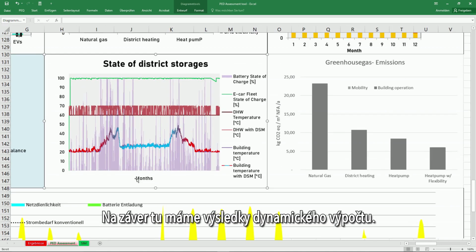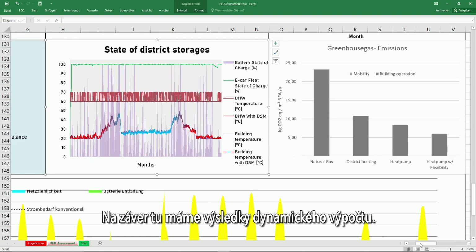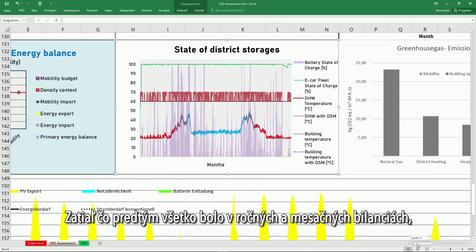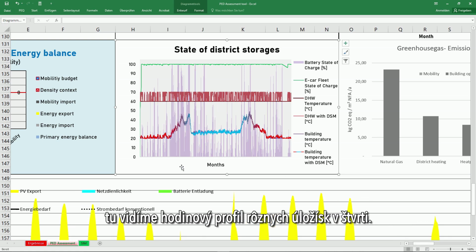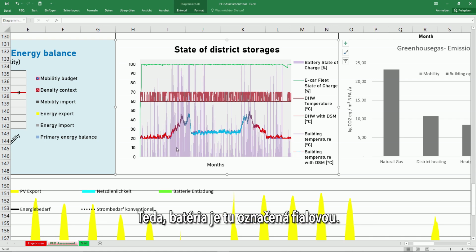Finally, we have the results of the dynamic calculation, whereas previously everything was annual and monthly balances. Here we see the hourly profile of the different district storages, with the battery in purple here. On the y-axis we always have the state of charge from 0 to 100% of this storage.